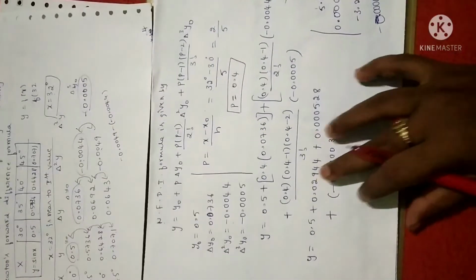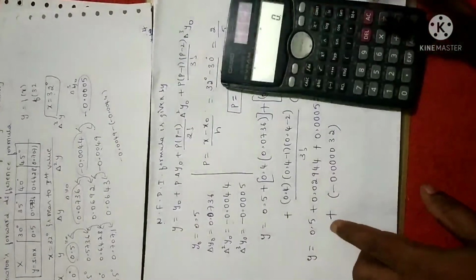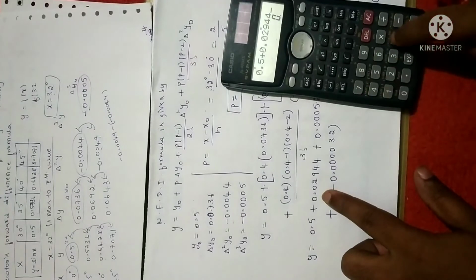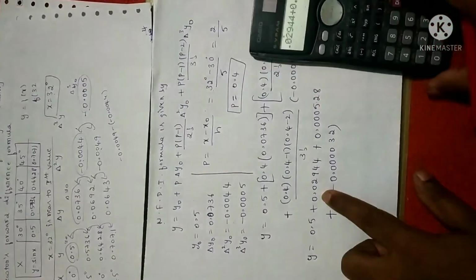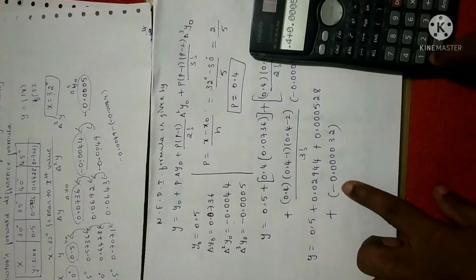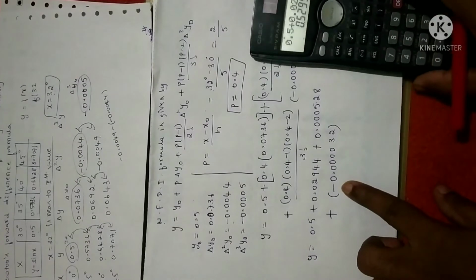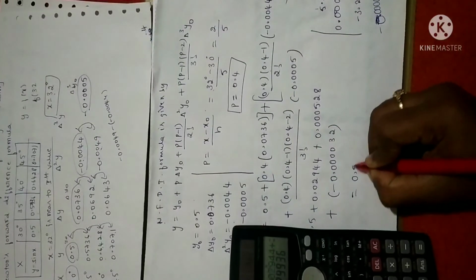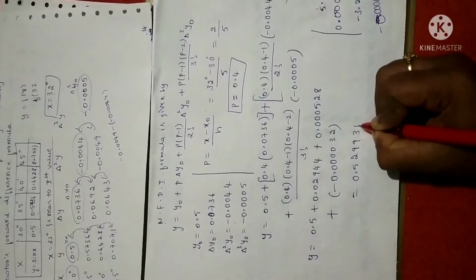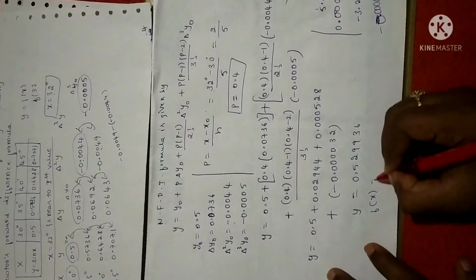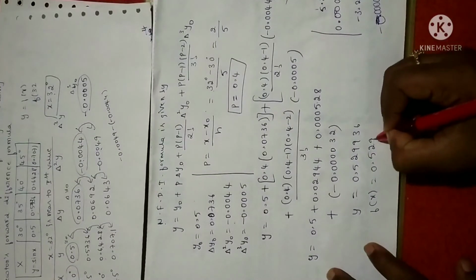Use the calculator again. I'll just show you. In one shot you can calculate 0.5 plus 0.02944 plus 0.30528 minus, why? Because plus of minus is minus, 0.4032. So you will get 0.529936. So this is the required value of y, or y is none other than f of x. f of x is 0.529936.